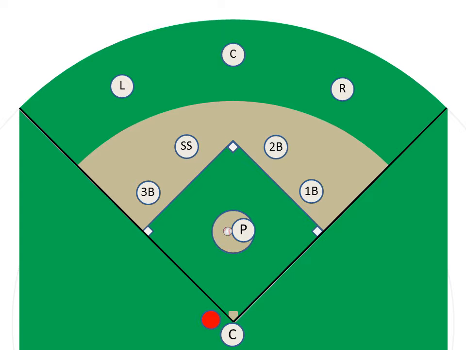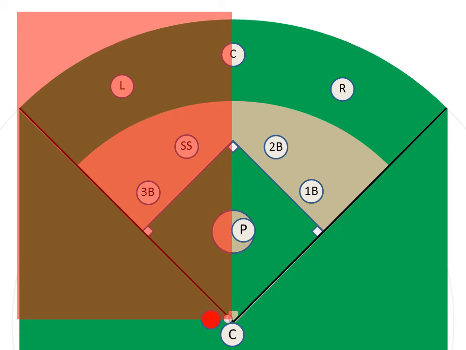Now let's show it going to the left side of the field towards shortstop. So the pitcher throws the ball, and it's hit to the left side of the field. The shortstop fields it, and the second baseman covers second base.